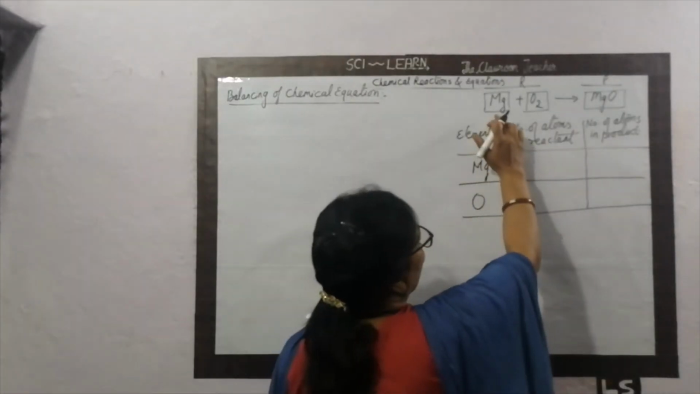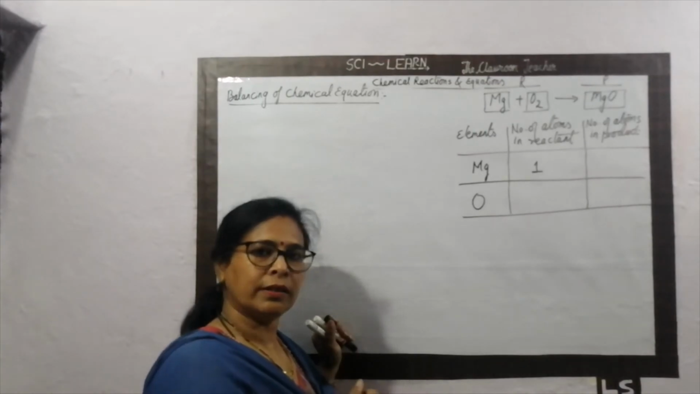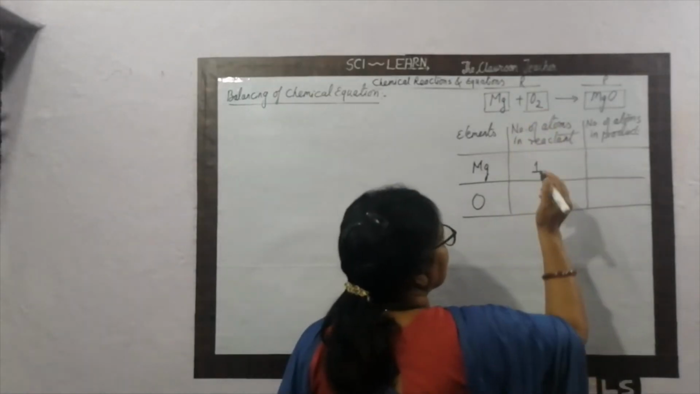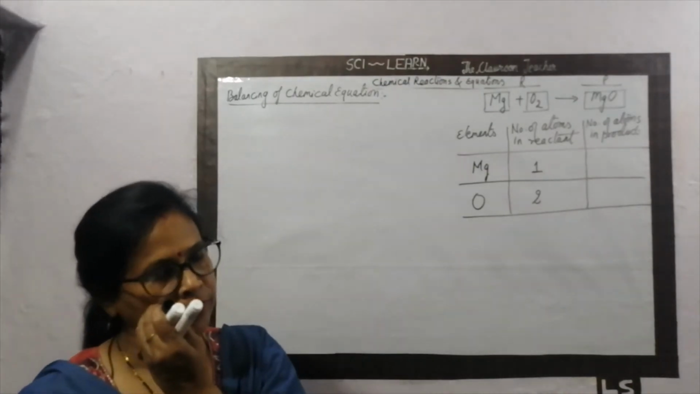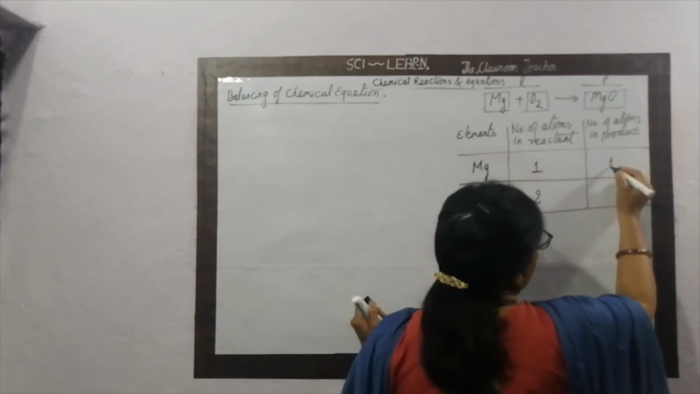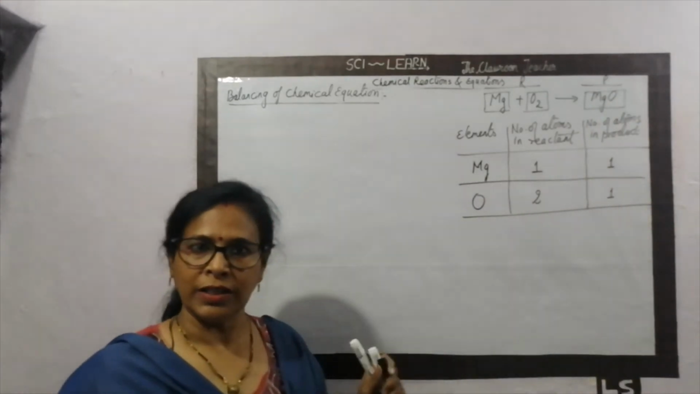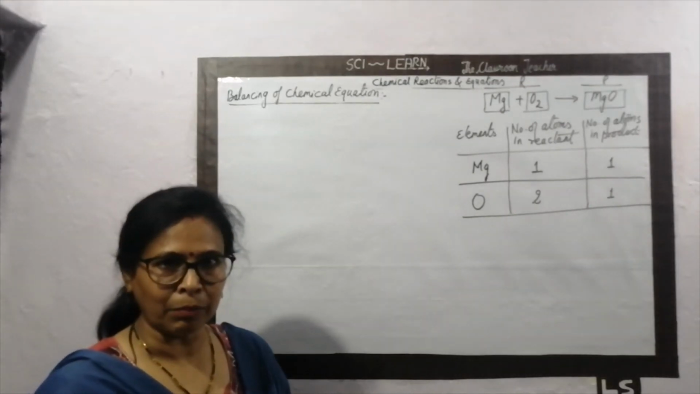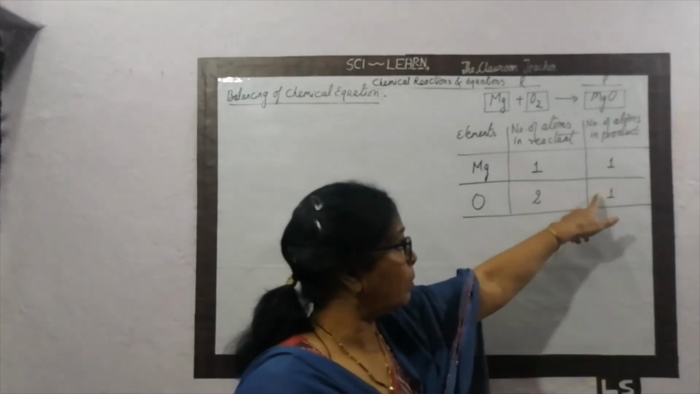In the reactant only 1 Mg is there, so we write 1 here. What about oxygen? In the reactant 2 oxygens are present, so we write 2 here. Okay, simple counting of atoms. What happened in the product? Here only 1 Mg is present and only 1 O is present. You see the change in the number of atoms. In the reactant it is 2 plus 1, which is 3. Here it is 1 plus 1, which is 2.